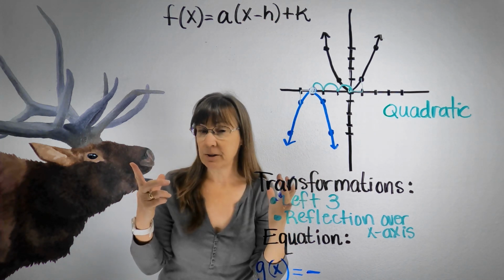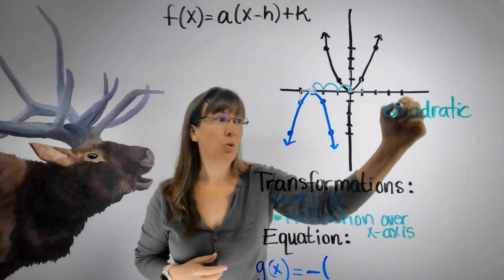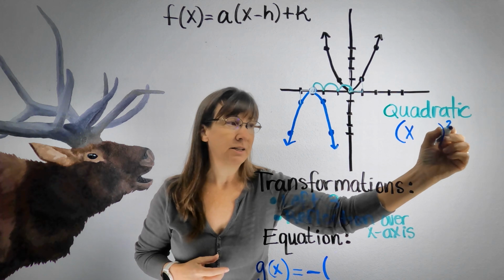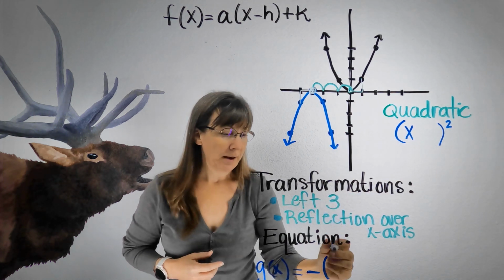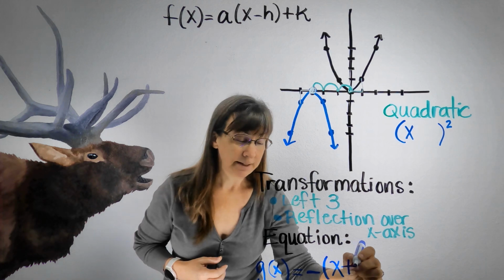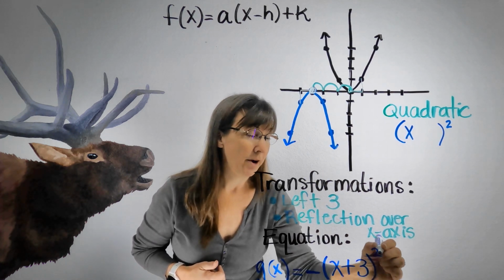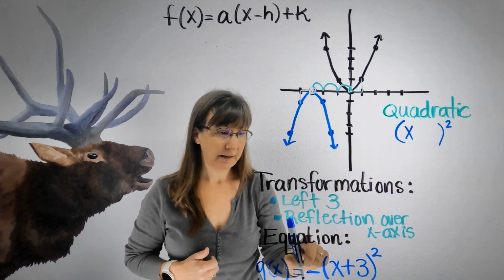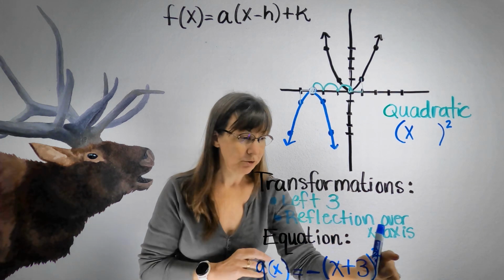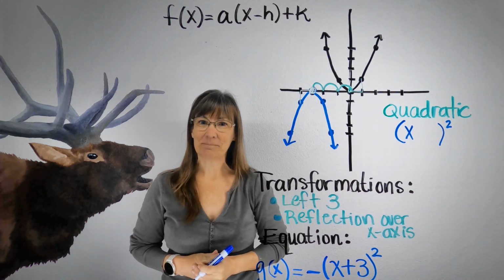And remember, it's opposite world. So I'm going to set up my parentheses because this is a quadratic, and remember, a quadratic is going to have your parentheses squared. So I'm going to have my x. Now left 3 is going to be plus, opposite, 3, squared, that shows that it's a quadratic, and then reflect and left, and it does not go up or down, so I'm not going to write anything down here in the end, and there is your equation. Let's do another one.